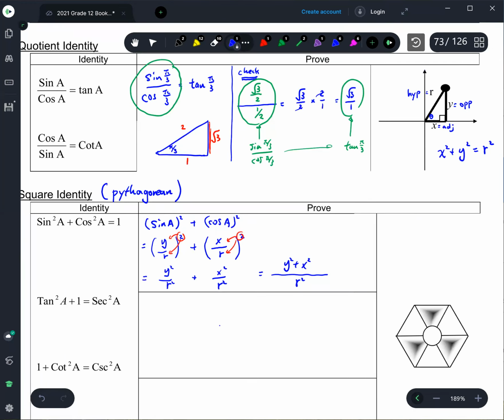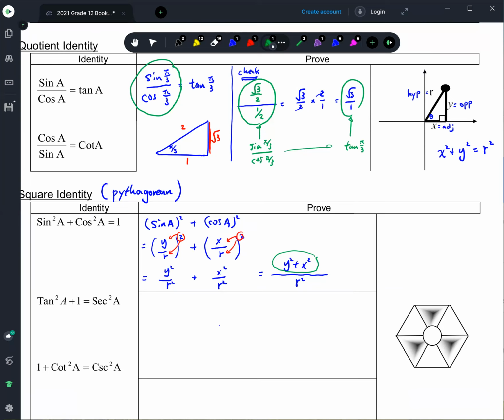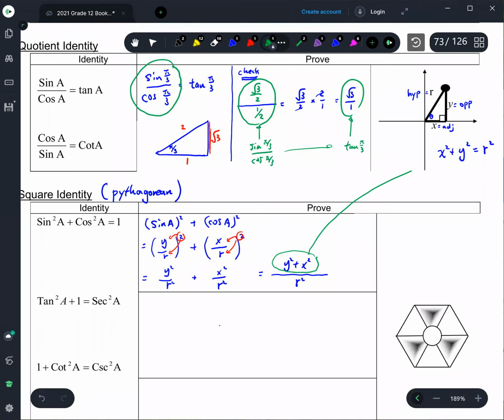So on the top, now you see y squared plus x squared. What does y squared plus x squared equal? Jenny? What does y squared plus x squared become? R squared. Yeah, very good. On the picture, it's Pythagoras, so it becomes r squared. So you get r squared over r squared. So that turns out to be 1. So there you go.